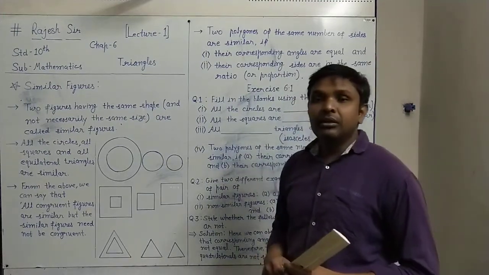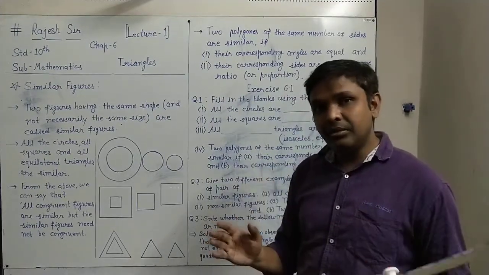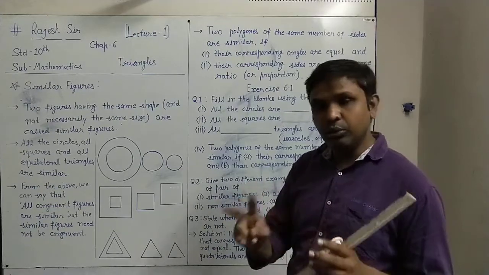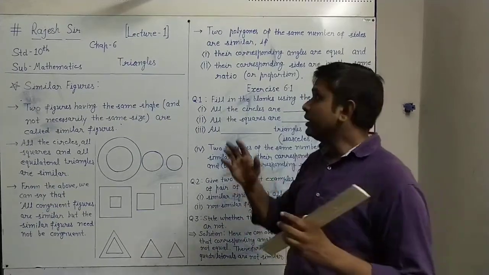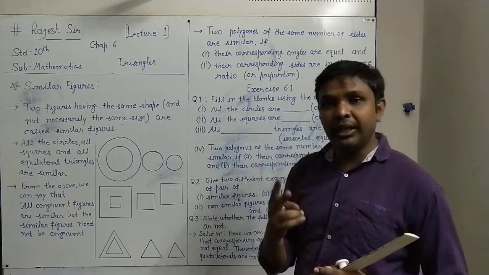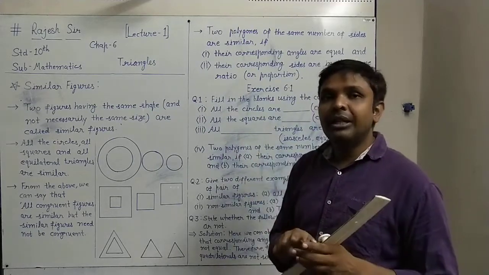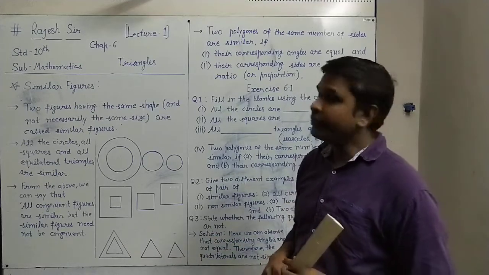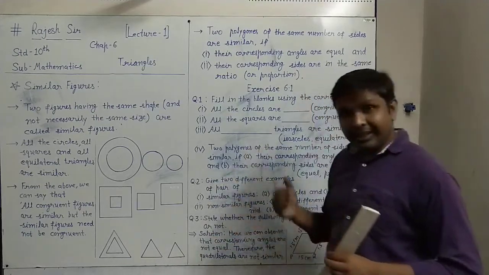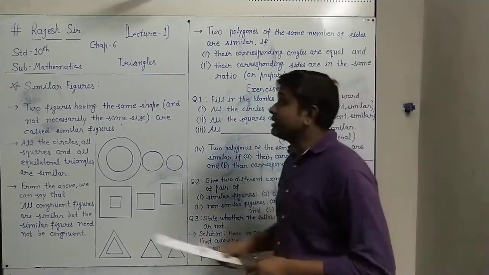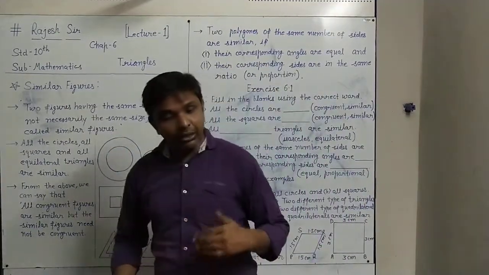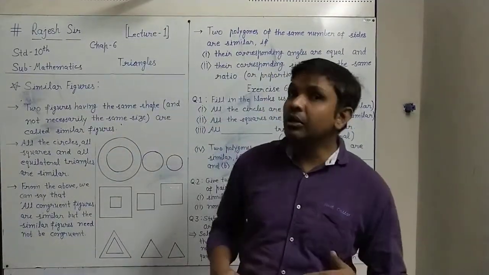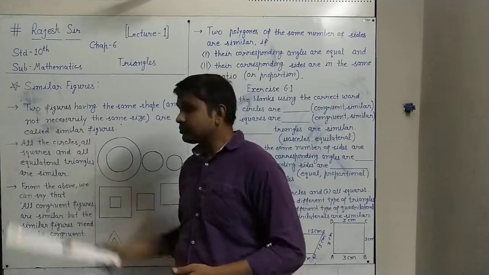Congruence means the shape and size both are equal in the two given figures, or in case of triangles, if both the shape and sizes are equal in the two triangles, they are called congruent. In this standard 10, we are talking about similar figures. We are not talking about congruent figures, we are talking about similar figures now.